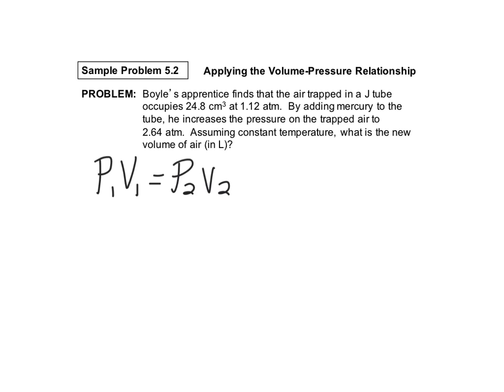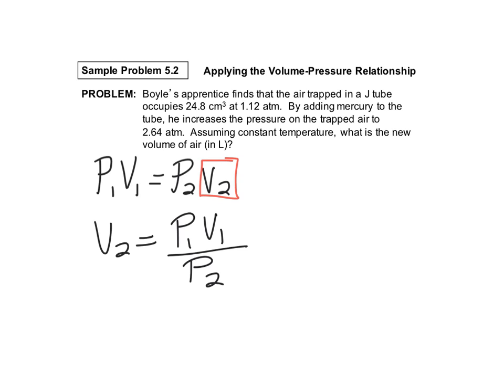All right, so let's see here. I'm looking for the new volume, so I'm going to call that new volume V2. I'm going to solve this equation for V2. So V2 is going to equal P1 V1, and what I have to do is just divide both sides by P2. I've just done a little bit of algebra there. So that's going to equal, okay, so let's see.